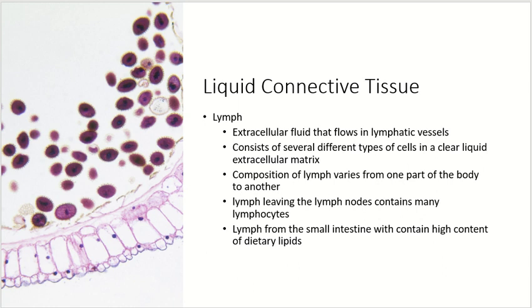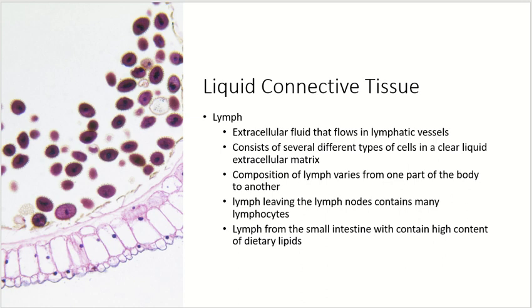The second type of liquid connective tissue that we have is called lymph. This is going to be extremely similar in composition to the extracellular fluid. The only main difference really is that it's going to flow through lymphatic vessels. This is going to consist of several different types of cells within a clear liquid of extracellular matrix. The composition of lymph is going to actually vary from one part of the body to the other.